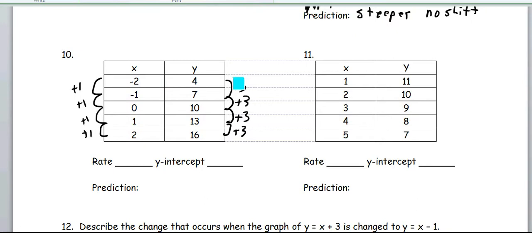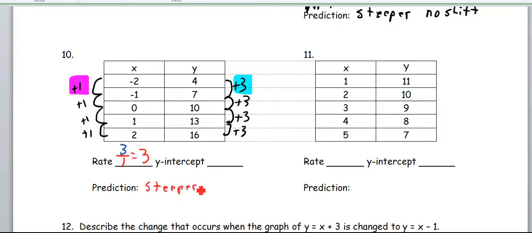So when I put my y over my x, I end up with 3 over 1. So 3 over 1 is 3. So my first prediction is, since my rate is more than 1, that it's going to be steeper.